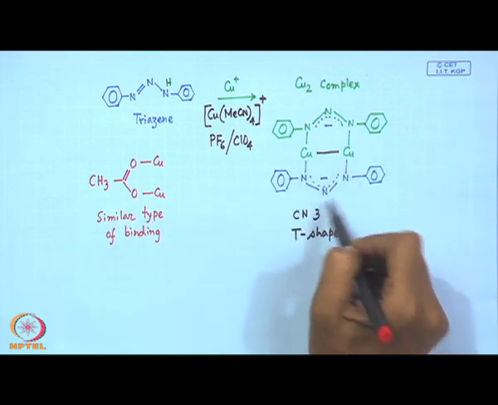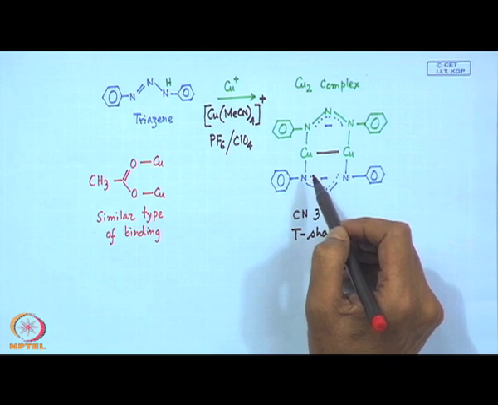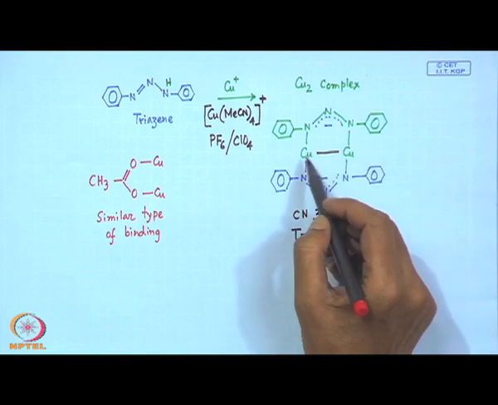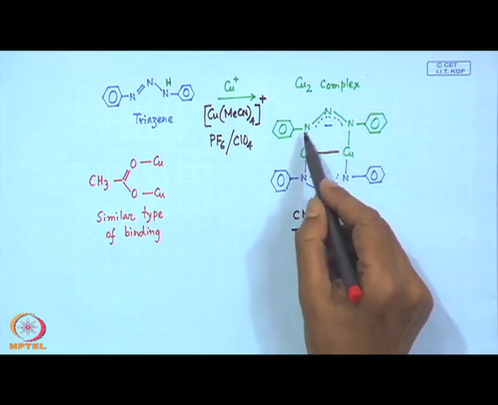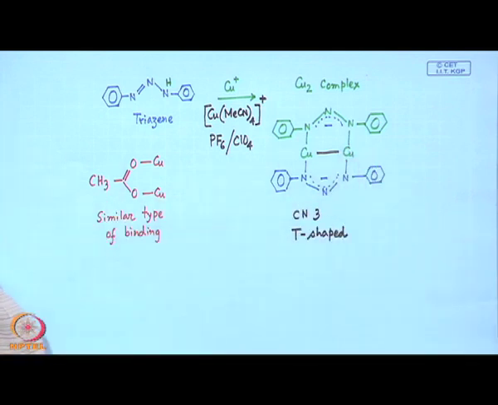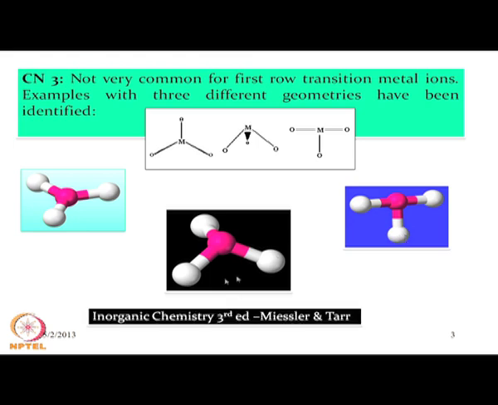But since two such triazine molecules are attaching to the copper center, we have a typical center for this copper-copper interaction, which is basically a T-shape from both sides. So, this gives us a very useful example of the center where we can have this particular geometry, which is T-shaped with a coordination number of 3. All these examples we can find in this useful book of Messler and Tarr.